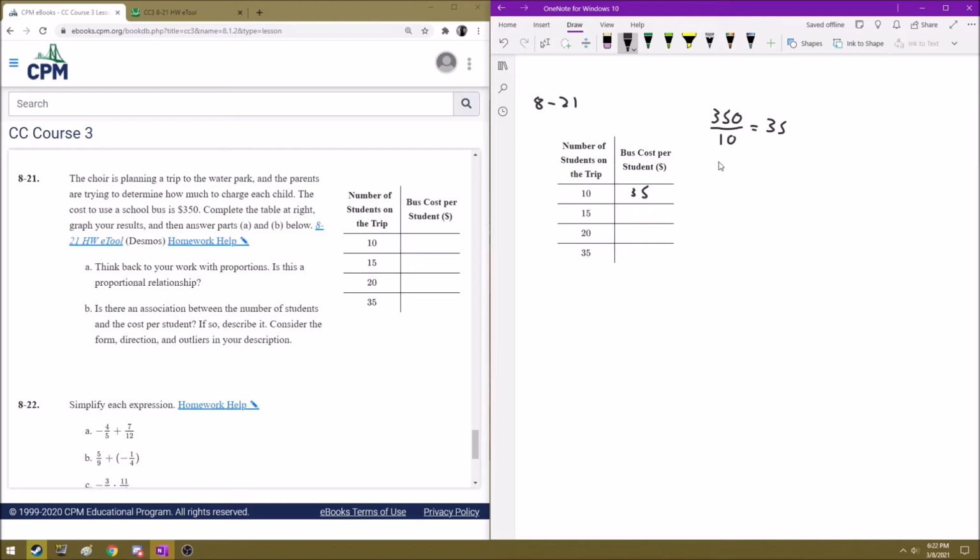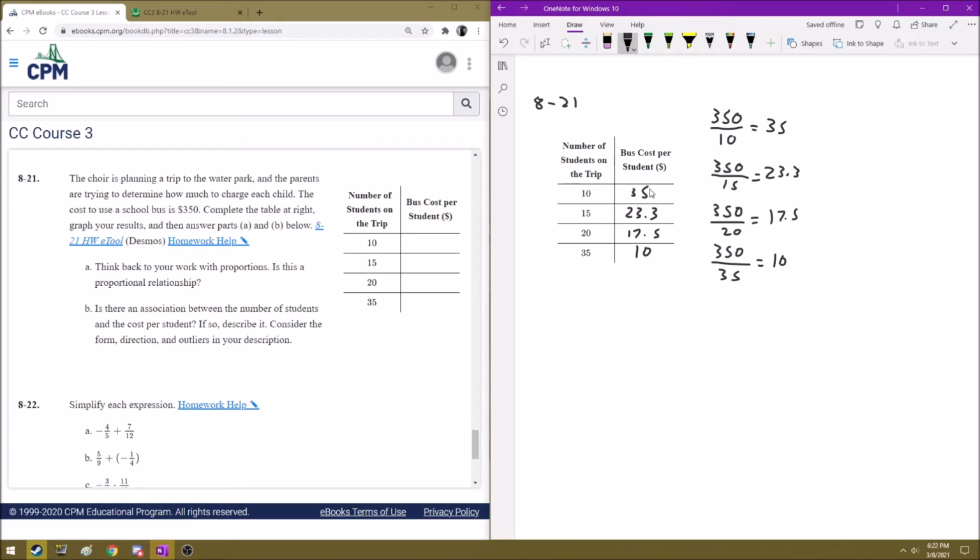So with 15 students, it's going to be $350 divided by 15 students. So you can calculate that. It's going to come out to about 23.3, repeating, of course. And with 20 students, we would have 350 once again divided by 20, which is going to come out to $17.5 per student. And finally, with 35 students, if we have $350 divided by 35 students, we're going to only have to charge $10 per student.